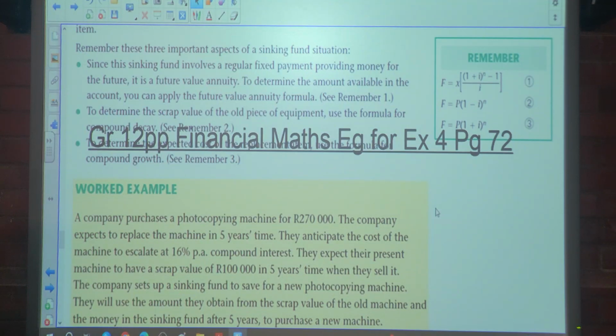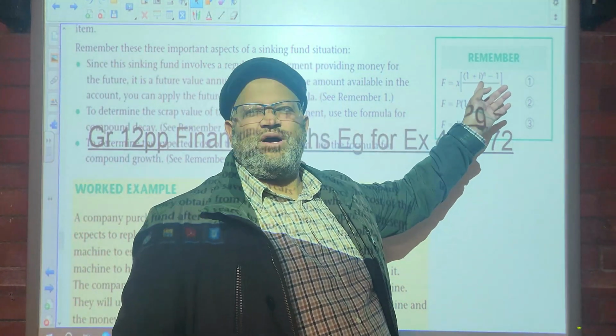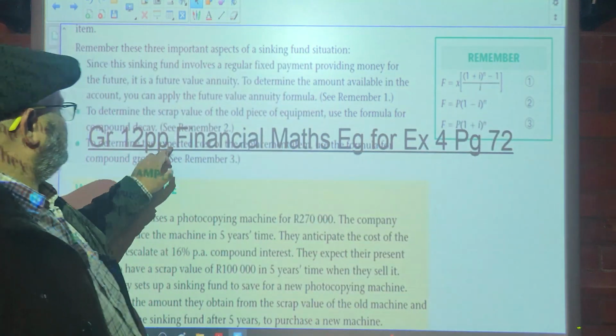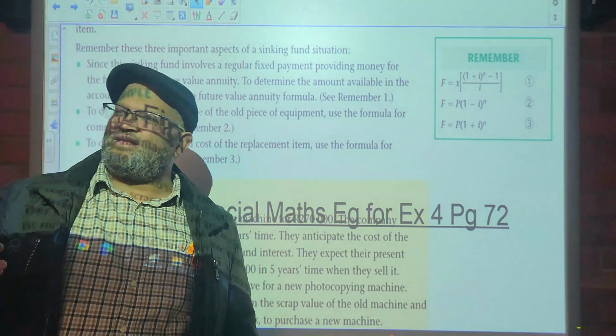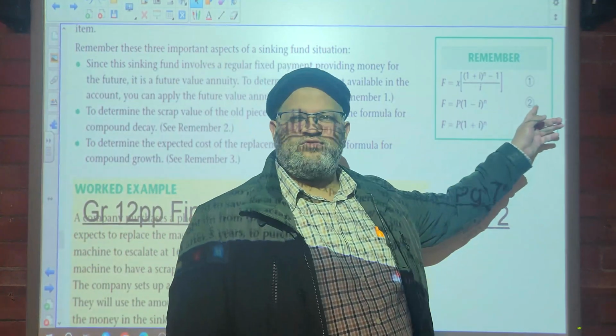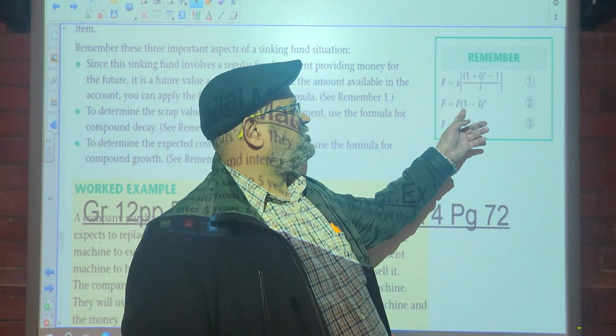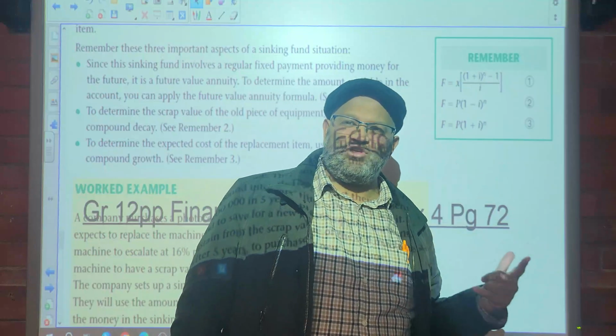Okay? To determine the amount available in the account, you will apply the future value annuity formula that we have applied before, which is FV equals x times (1 plus i)^n minus 1, over i. Then determine the scrap value of the old piece of equipment using the compound decay formula. Remember that whatever you're going to sell is going to depreciate, not so? And we did this in grade 11, where A is equal to P times (1 minus i)^n. This is your depreciation on the diminishing balance or reducing balance method.